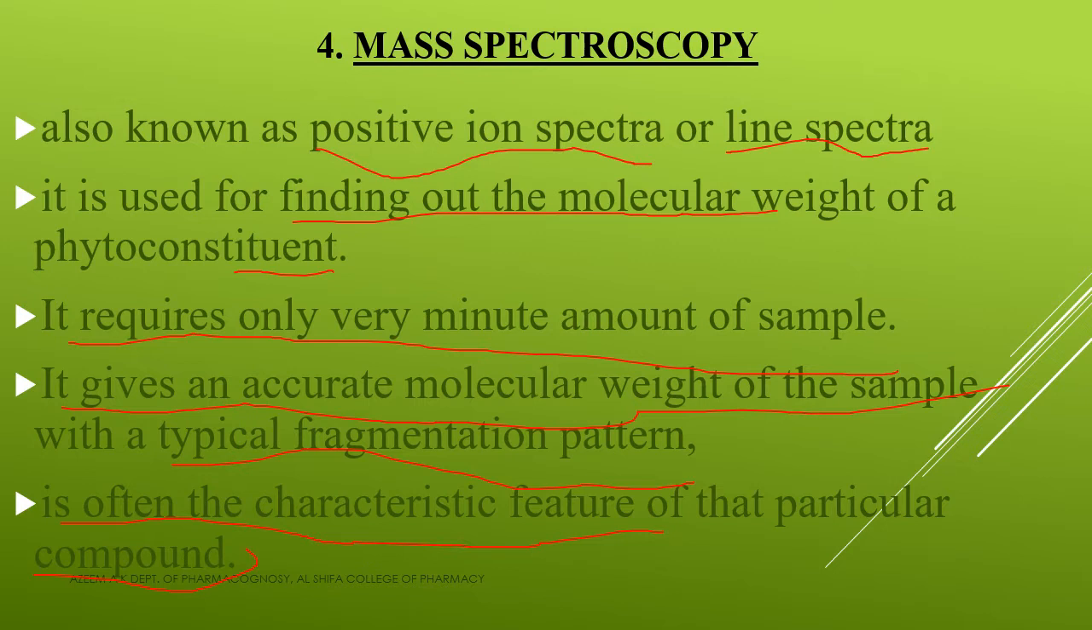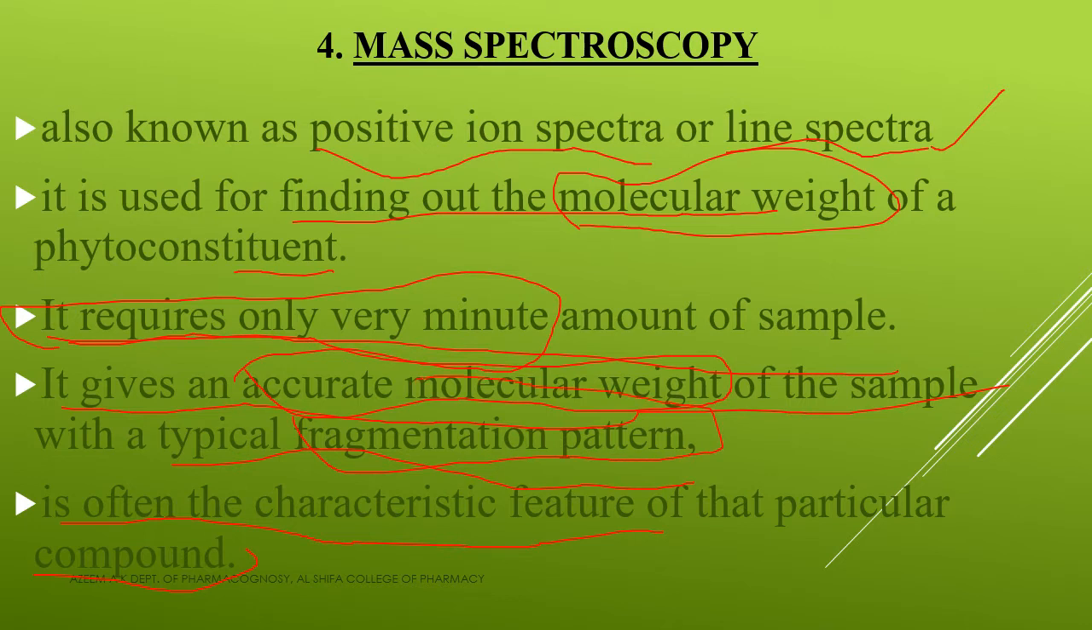Mass spectroscopy is also known as positive ion spectra or line spectra. Clear? Then it is used for finding out the molecular weight of the phytoconstituent. And the major advantage of mass spectroscopy is that it requires only a very minute or trace amount of sample. So it requires only a trace amount of sample. Then it gives an accurate molecular weight along with a typical fragmentation pattern of the molecule under study, and this fragmentation pattern can be considered the characteristic feature of that particular compound.